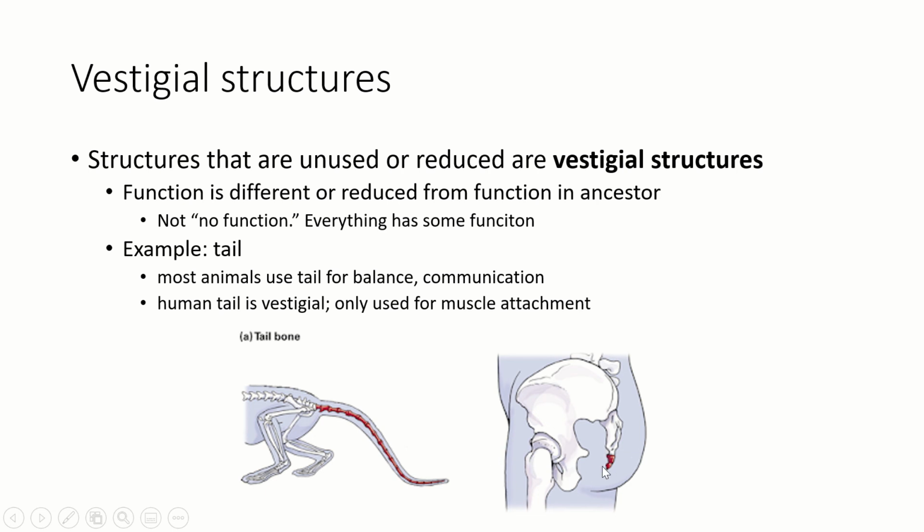So it's not correct to say that vestigial structures have no function. We may not truly understand its function, like the appendix. We think it has to do with the immune system, but we're not totally sure. So it's not no function, but it may be a reduced or different function. Okay, so that is some of the evidence for evolution. In the next video, we're going to look at some more researchers who studied other things that also supported common ancestry.